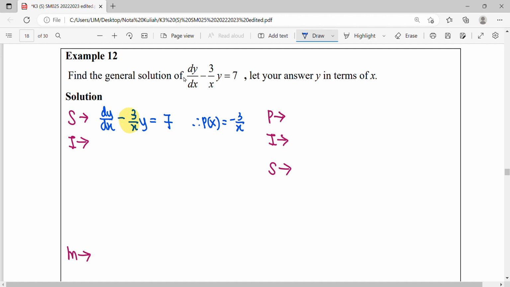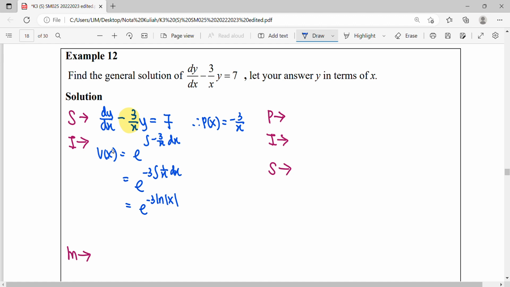So this P(x) will be going for the second step, which is I, the integrating factor. Our formula of integrating factor, v(x), will be equal to e to the power of the integral of P(x). We will integrate at the power side. So simplify this. As negative 3, we can factorize out. We integrate 1 over x, we get ln x.